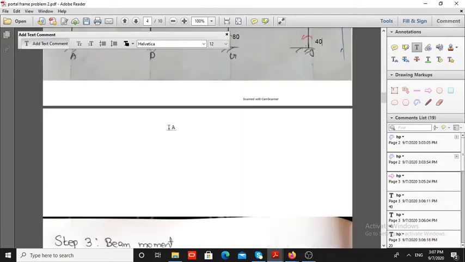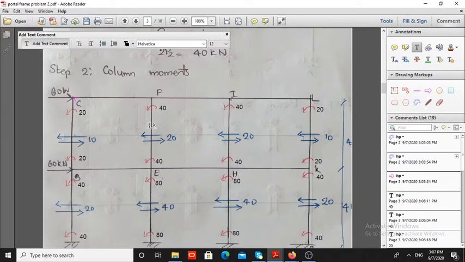Therefore, in general I can write column moment equal to column shear into half the height of the column.